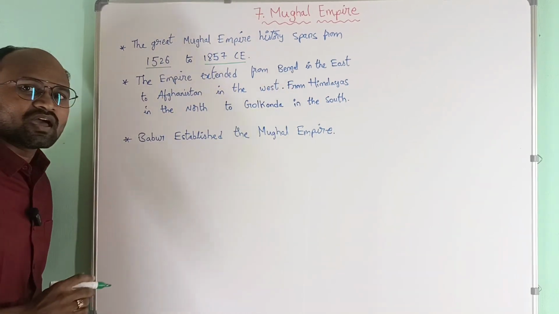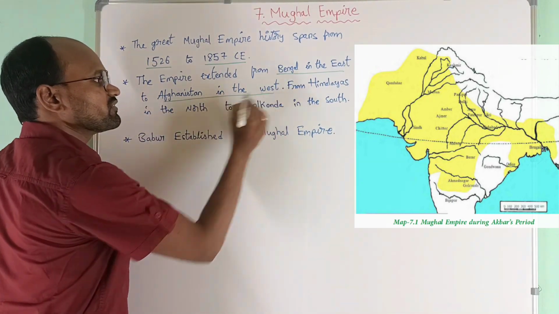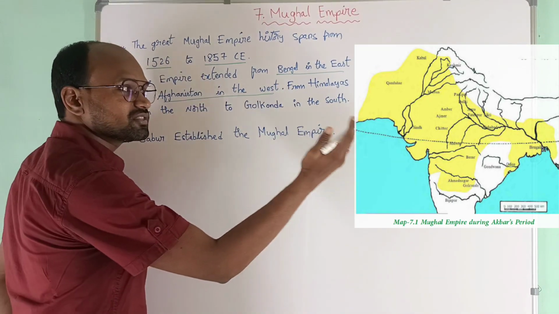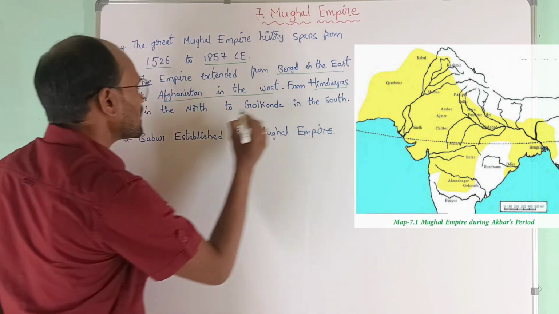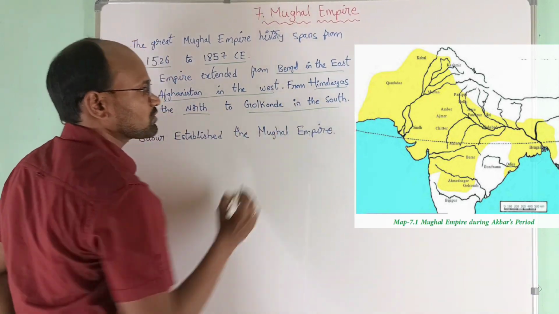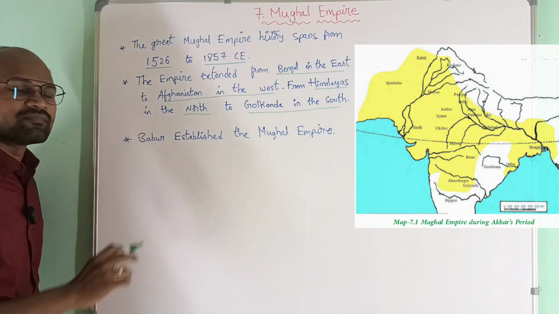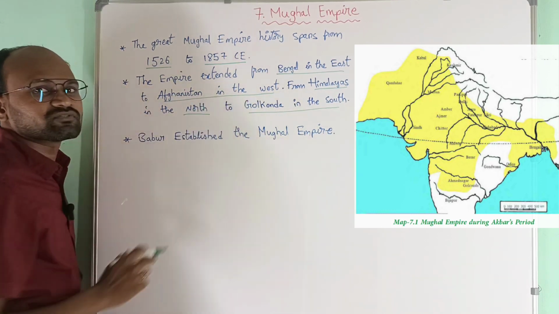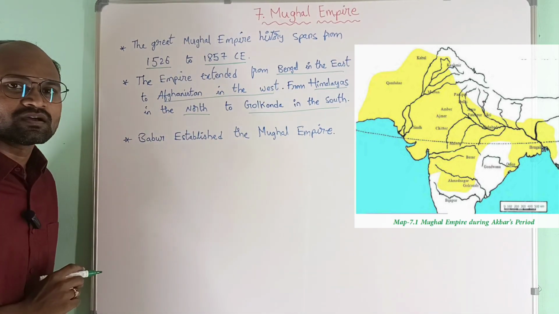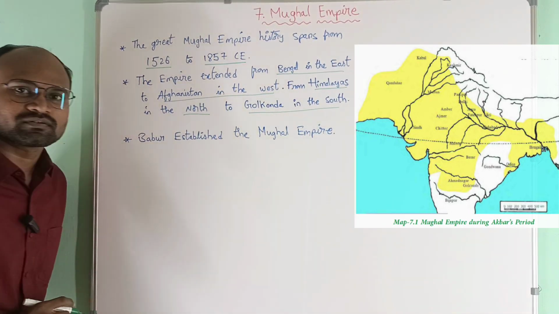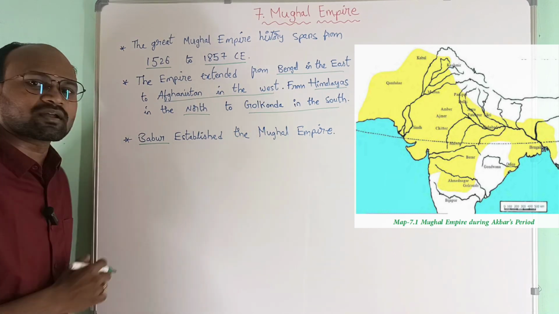The empire extended from Bengal in the east to Afghanistan in the west. It also extended from the Himalayas in the north to Golconda in the south. This is the largest extent of the Mughal Empire during its peak time. So, who established the Mughal Empire? Babur is the person who established the Mughal Empire.